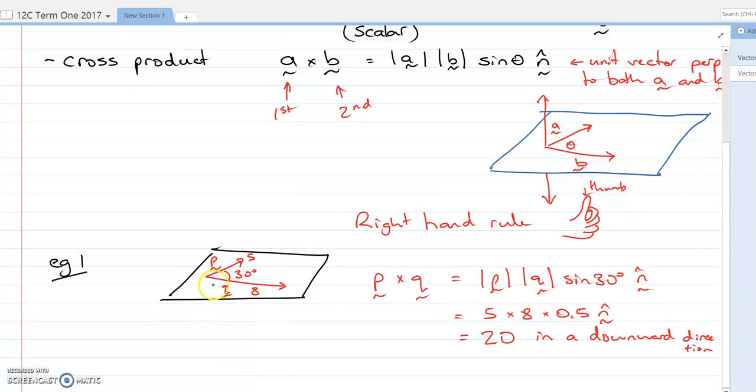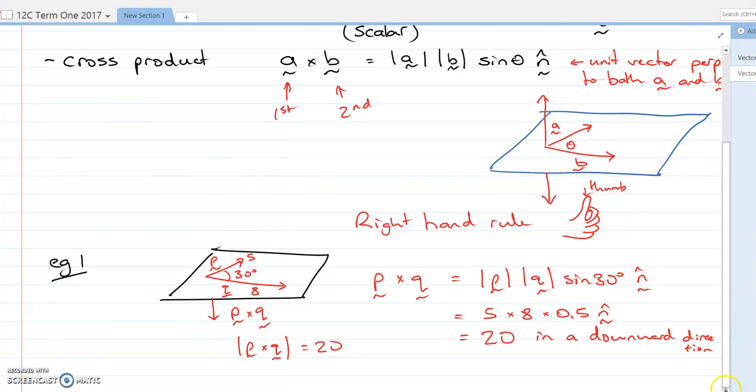So this means that P times Q is going to be going this way, and the magnitude of P times Q, I can do magnitude like that, is going to be 20. So it's a vector going down.